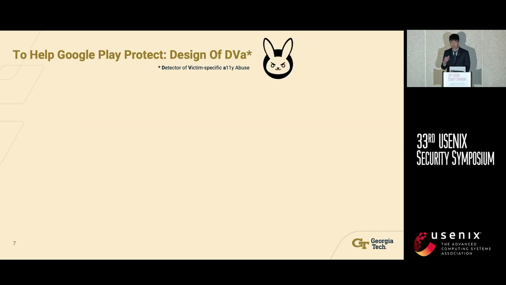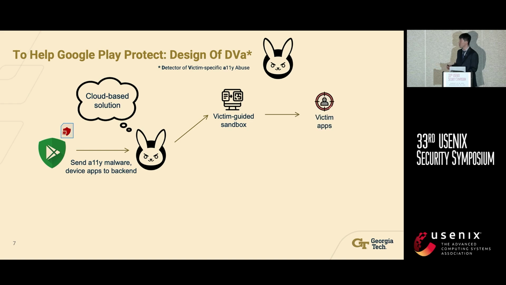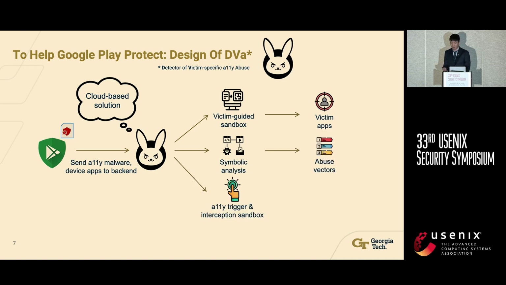So to help Google Play Protect mitigate Android malware, we designed Diva, the detector of victim-specific Ally abuse. When Google Play Protect detects an Ally malware, it will send the Ally malware together with the device applications to the backend. Diva, acting as a cloud-based solution, will first run the malware through its victim-guided sandbox, which will output the malware's victim targets. Then it will run symbolic analysis to output its abuse vectors, and finally run the malware through the Ally trigger and interception sandbox to gather its persistence mechanisms.